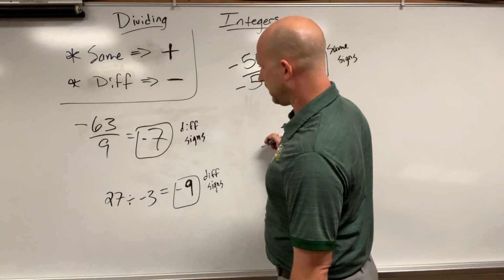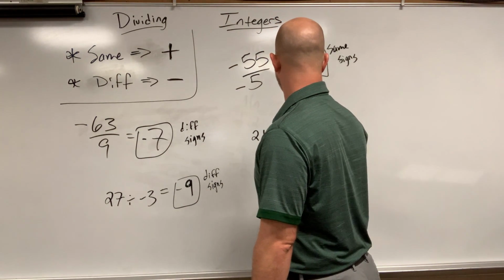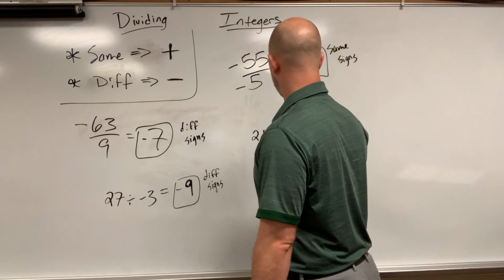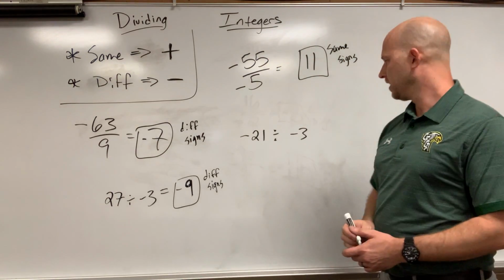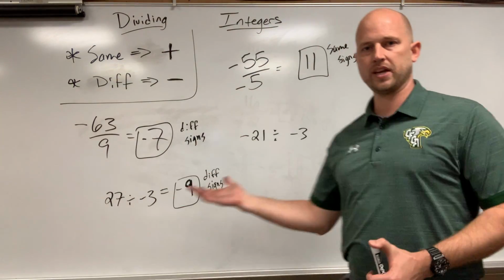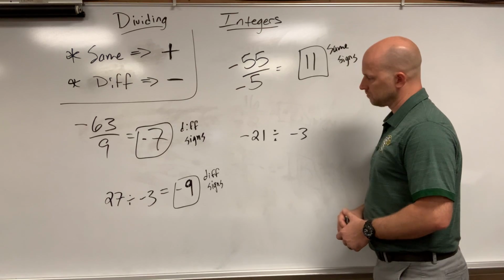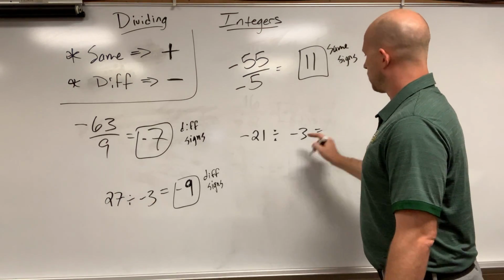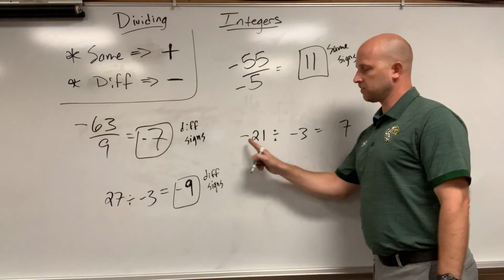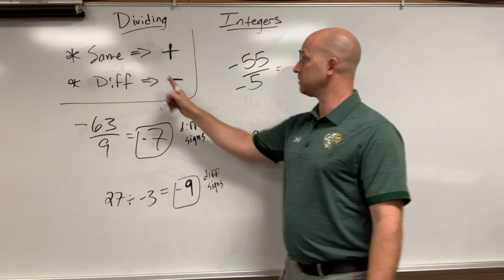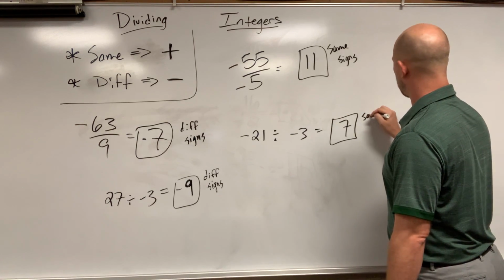And last but not least, negative 21 divided by negative 3. Okay? Let's see what you get right here. Okay? 3 goes into 21 7 times. Negative divided by negative, so same signs. A negative divided by a negative is a positive. It's a positive 7.